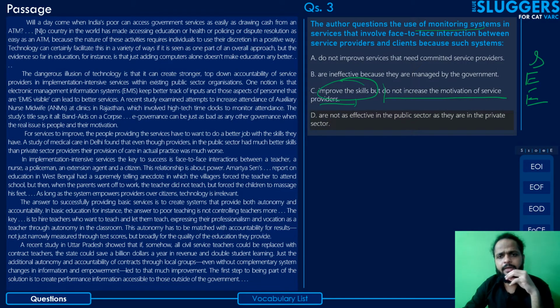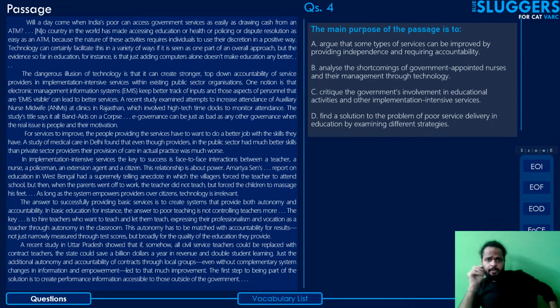Coming to option D, are not as effective in the public sector as they are in the private sector. No, the author has not compared the monitoring systems in two different setups. He has not done any differential comparison on that basis of the monitoring systems, and hence you can also eliminate this option quite easily with a capital E. Your correct answer will here be definitely option A.